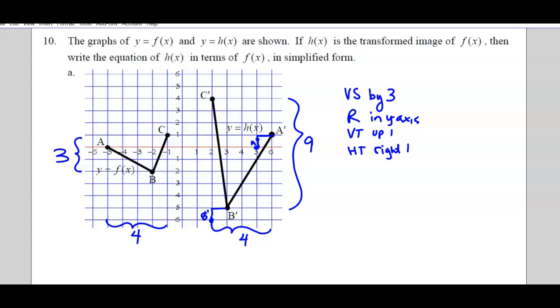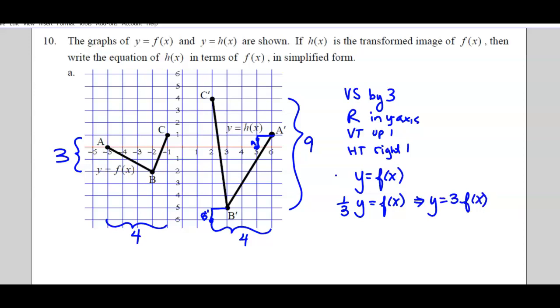Okay. So, starting with y equals f of x. Okay, vertically stretched by 3 would be 1/3. If you want to put it in right away, actually, what does it say here? Yeah, so in simplified form, you have to solve for y, right? So you can do that.